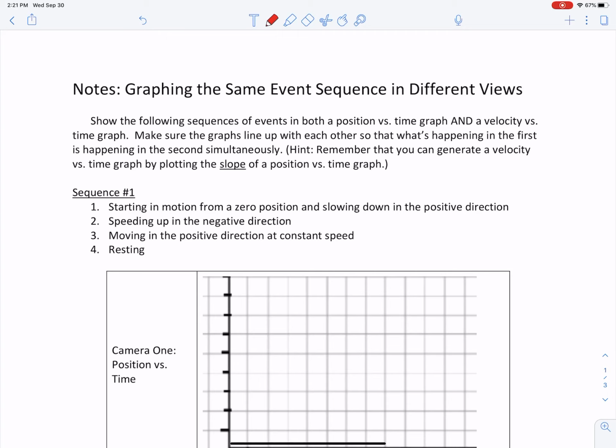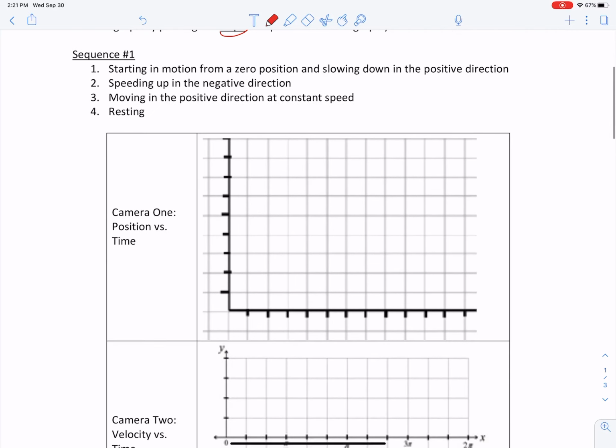So starting at the top here, it says, show the following sequences of events in both a position versus time graph and a velocity versus time graph. Make sure the graphs line up with each other so that what's happening in the first graph is happening in the second simultaneously. Hint, remember that you can generate a velocity versus time graph by plotting the slope of a position versus time graph. Okay, so here are our two graphs down here.